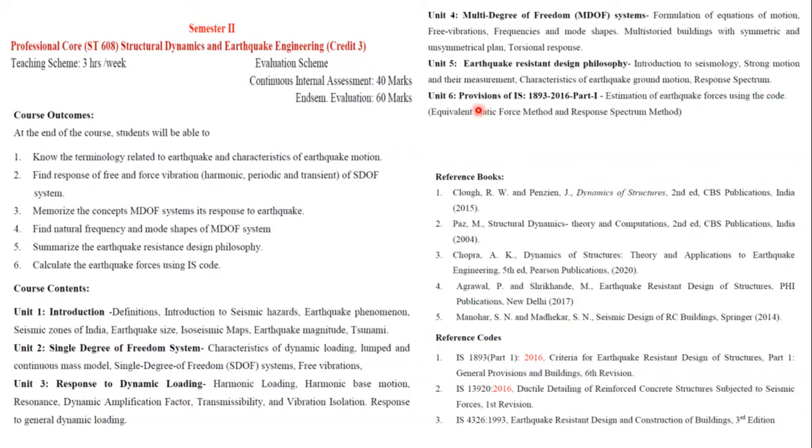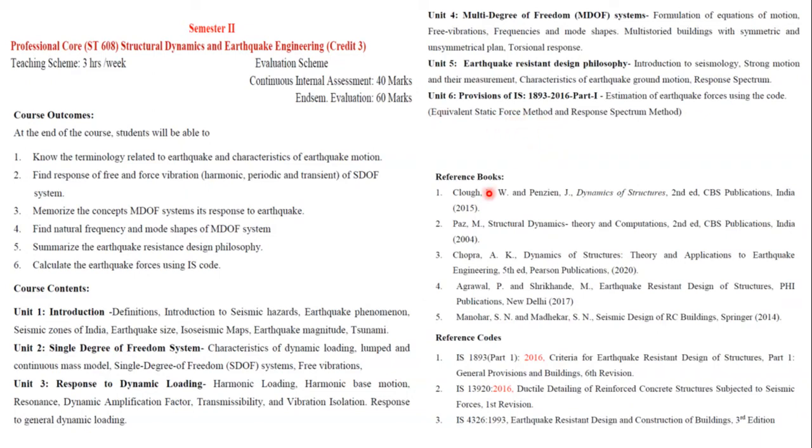Unit number 6 deals mainly with the provisions of Indian Standard 1893-2016 Part 1, and it includes estimation of earthquake forces using the code. Here we will study the equivalent static force method and the response spectrum method.